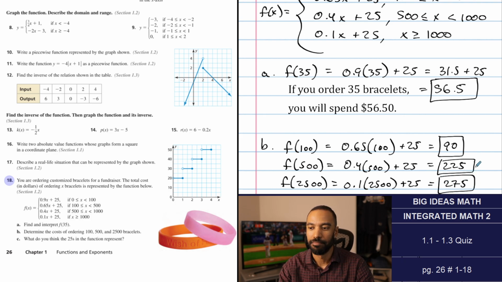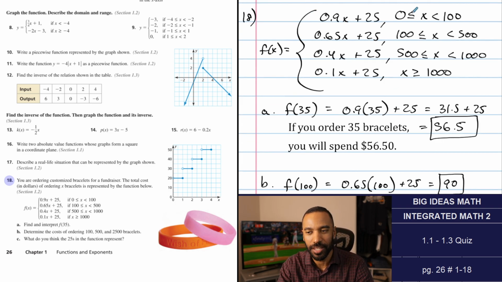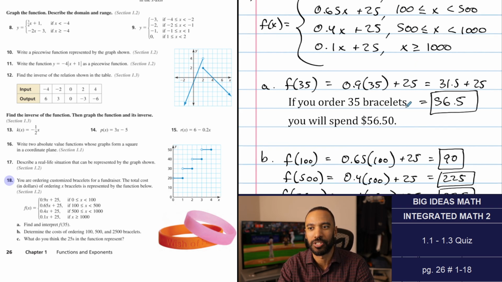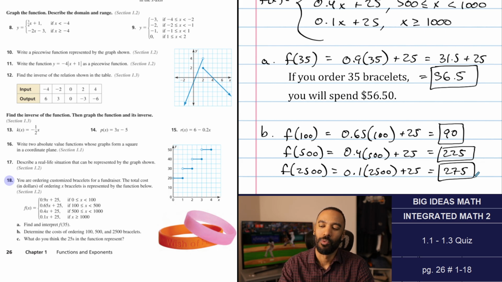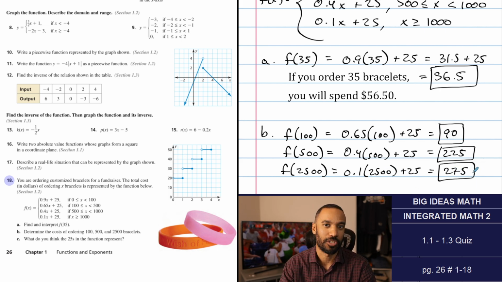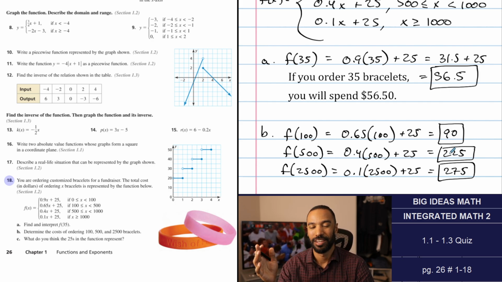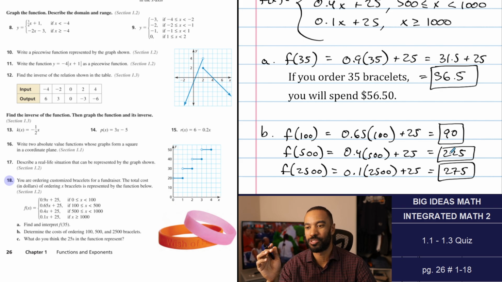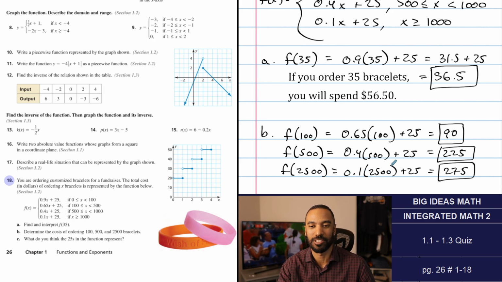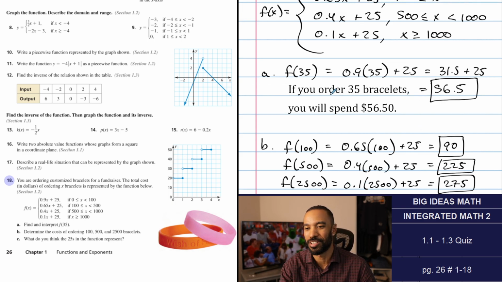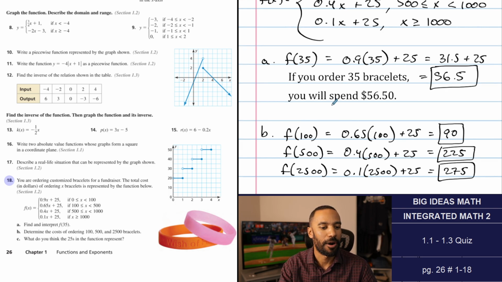So you can see kind of the benefit of ordering more. If I order one bracelet, I would have spent $25.90. Whereas if I order 2,500 bracelets, $275. Obviously, it's more money, but on a per bracelet basis, it's really cheap. It's almost 10 cents a bracelet versus $25.90. So interesting. All right, and then we have part C.